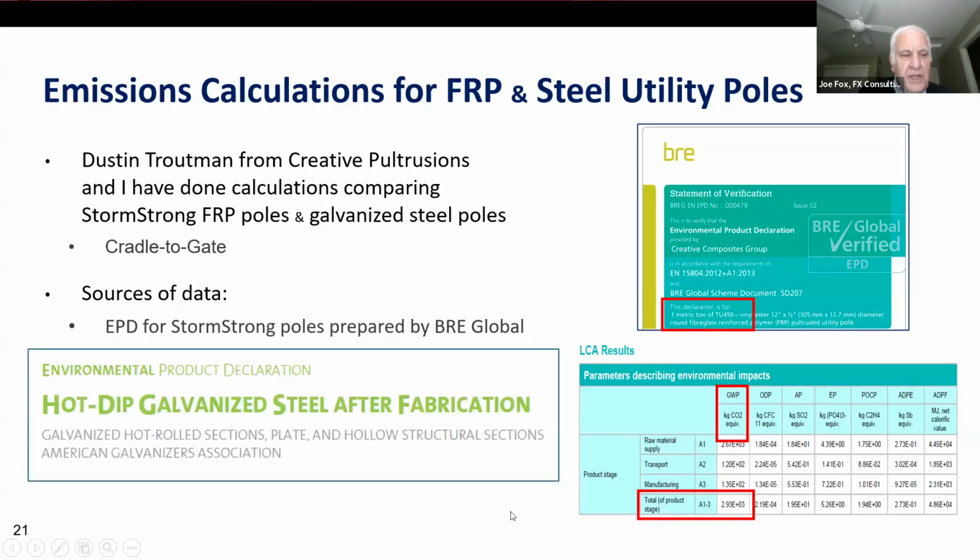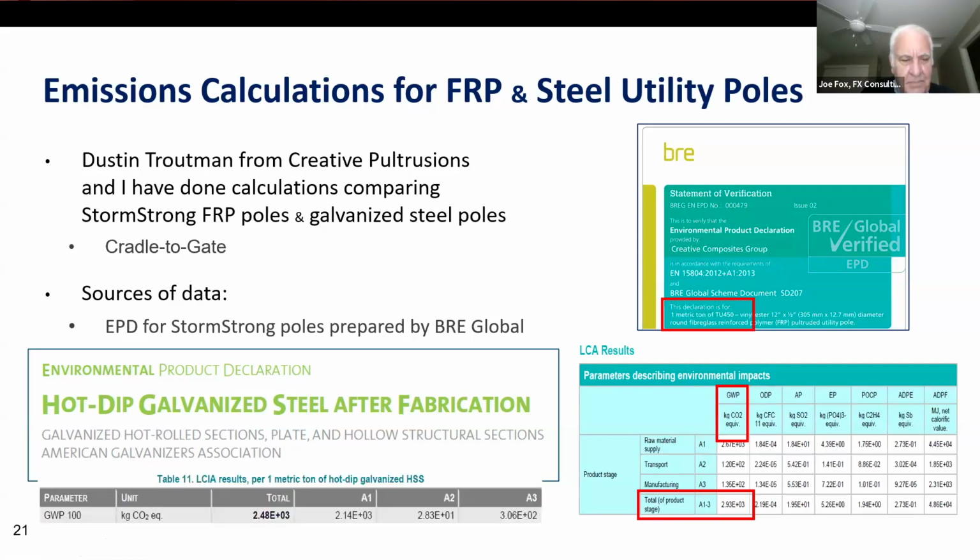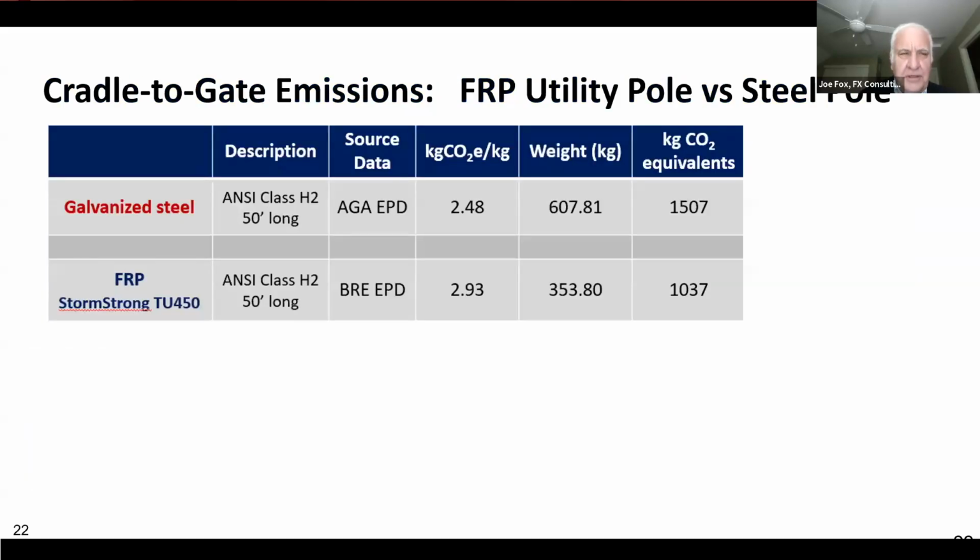For steel, we have used an EPD for hot dipped galvanized steel from the American Galvanizers Association. And here is the data from that EPD, and there are the values that we have used in these calculations. So again, we're pulling data from different sources and doing apples versus apples comparisons. And here is the cradle to gate emissions calculations.